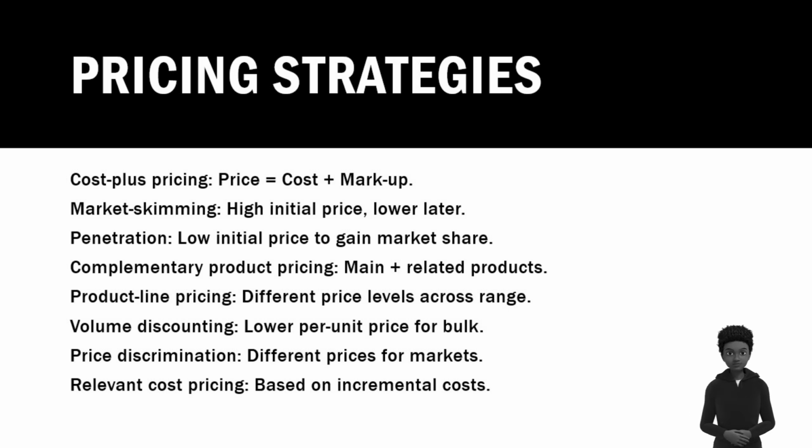Product line. Different price levels across a product range. Volume discounting. Lower price for bulk. Price discrimination. Different prices for different groups. Relevant cost pricing. For special orders, based on incremental costs.